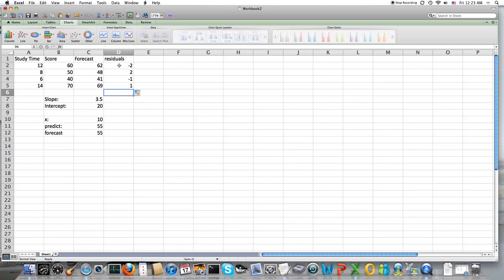In other words, some of the points are a little under, like this guy's 2 under. Some of the points are a little over, this one's 2 over, but they all average out to be just right. And so you can check that and go, okay, what's the sum of my residuals? And it's 0 as it should be, which is a good check that you've done your residual calculations correctly.